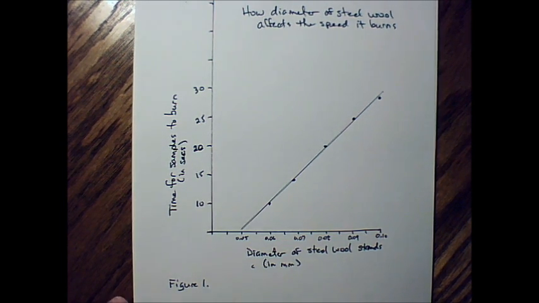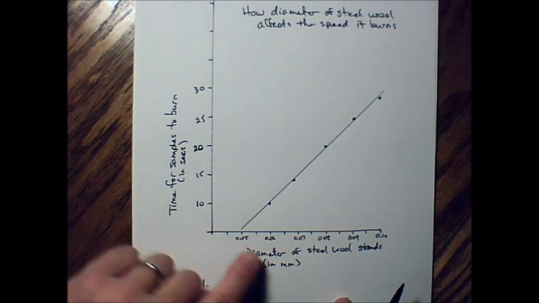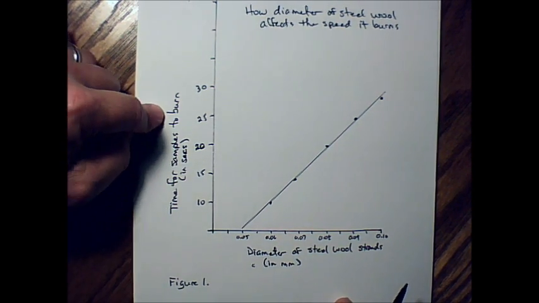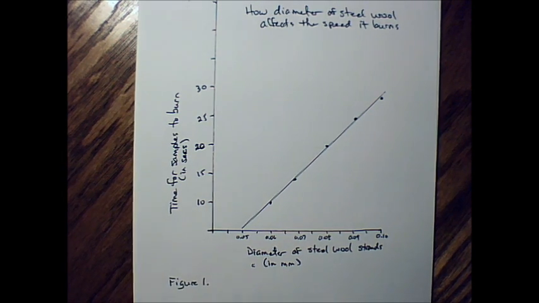So the figure label would describe what's in there, a comparison of the diameter of the steel wool strands to the time it takes to burn, and why it's important. We're trying to figure out the rate at which it burns. The last thing you would tell me about in the figure label is what the pattern is. It shows a direct relationship between the thickness of the steel wool strands and the time it takes to burn. Okay? We're done with this.